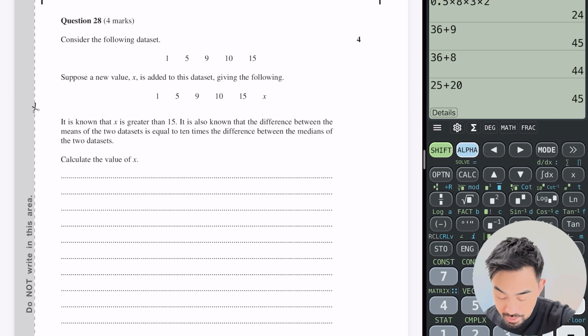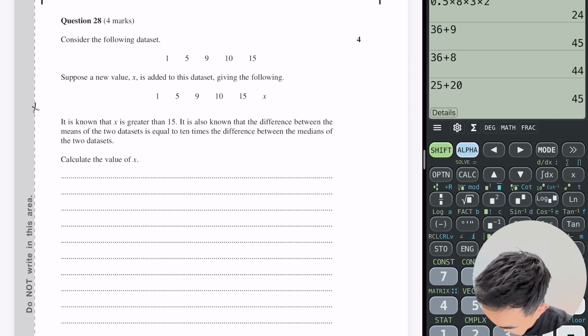All right, question 28. Consider the following data set, 1, 5, 9, 10, 15. Suppose that a new value x is added to the data set. It is known that x is greater than 15. It is also known that the difference between the means of the two data sets is equal to 10 times the difference between the medians of the two data sets.